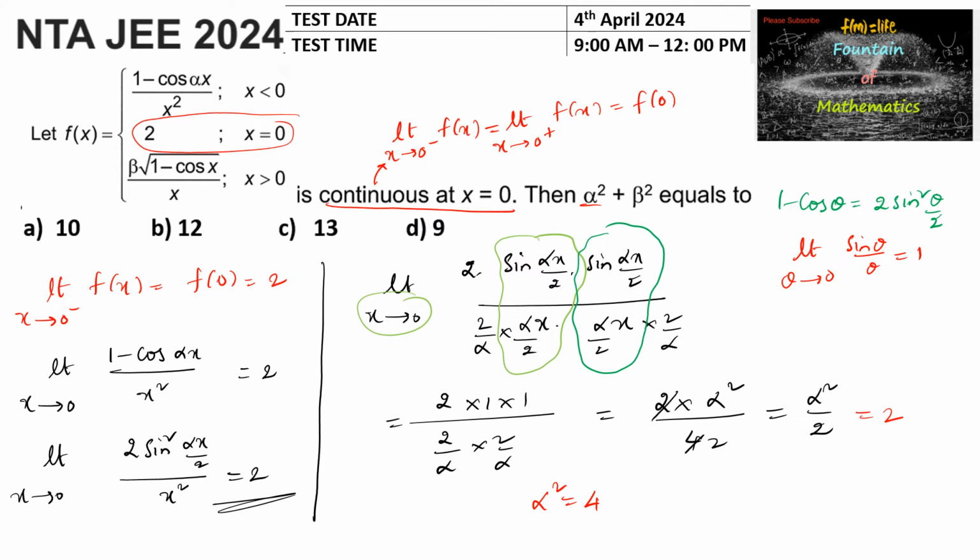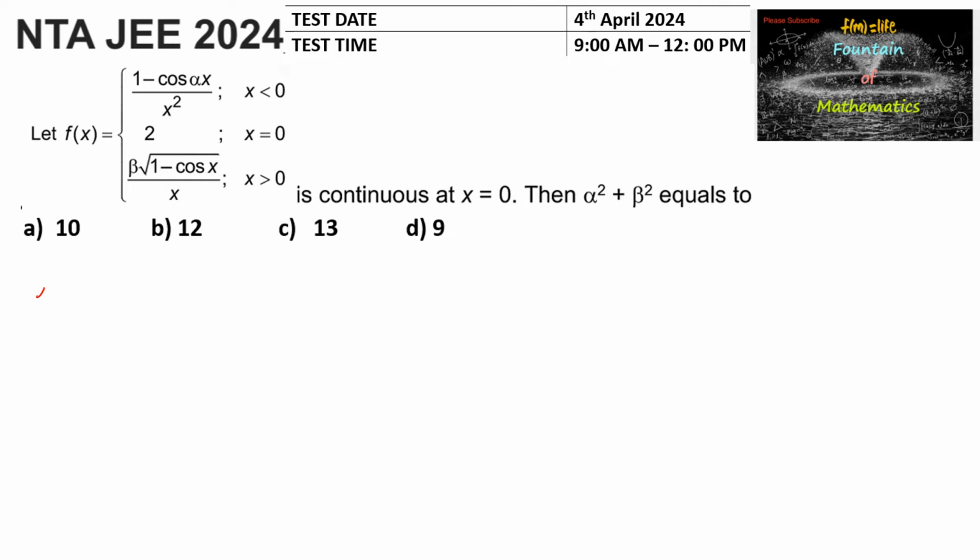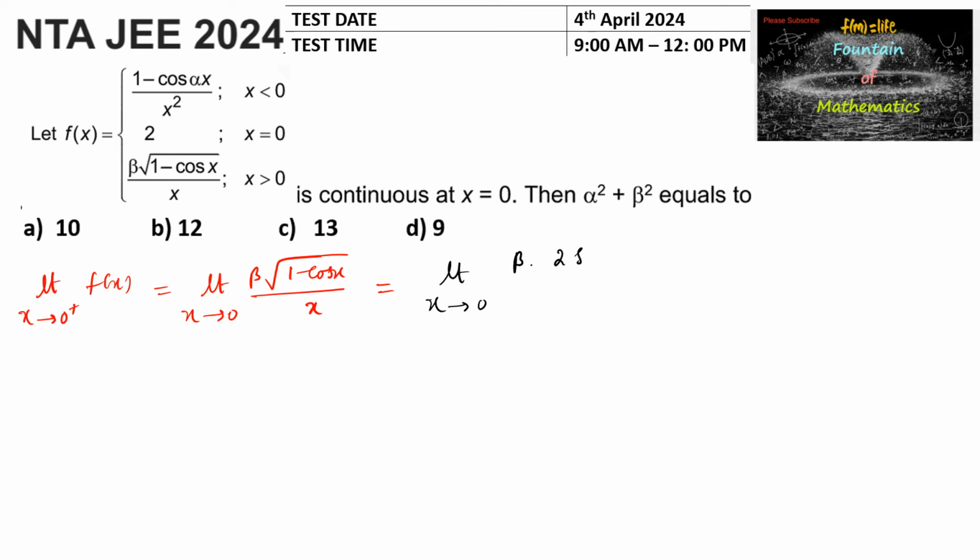And let's consider the right hand limit now. Limit x tends to 0 plus f of x, the right hand limit, we can consider limit x tends to 0 of beta times root of 1 minus cos x, since x is greater than 0, divided by x, which can be taken as limit x tends to 0 beta times root of 2 sine square (x upon 2) under root divided by x.